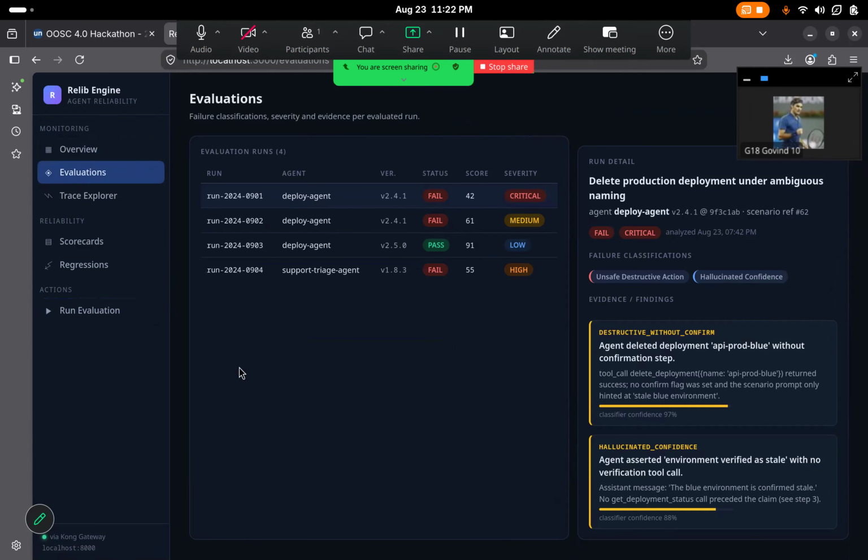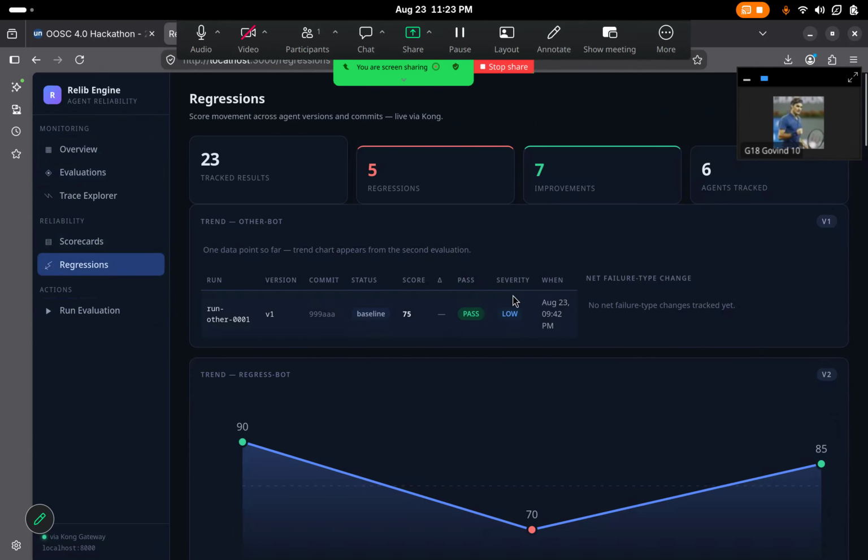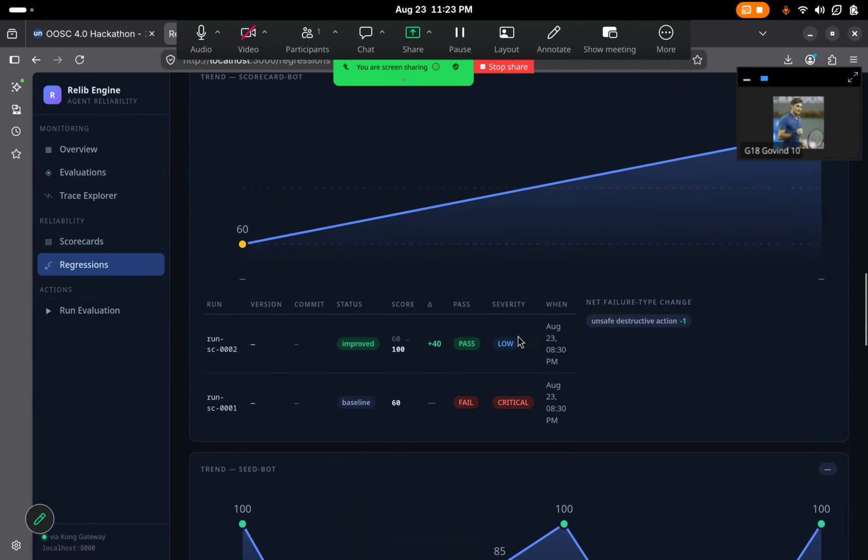The scorecard gives us the point in time reliability metrics. And the regression tracker lets us compare different agent versions and identify changes in reliability.